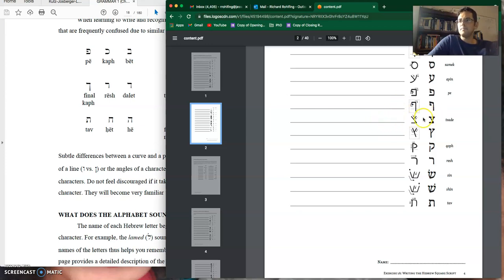I always remember Tzadeh because a tzaddik is a righteous person, and this looks to me, to some degree, like a little person on his or her knees praying to God. So that's a tzaddik.